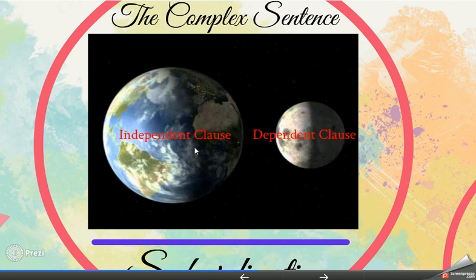This is the one that can stand alone. And we have another clause. However, this one is dependent. This one cannot stand alone.